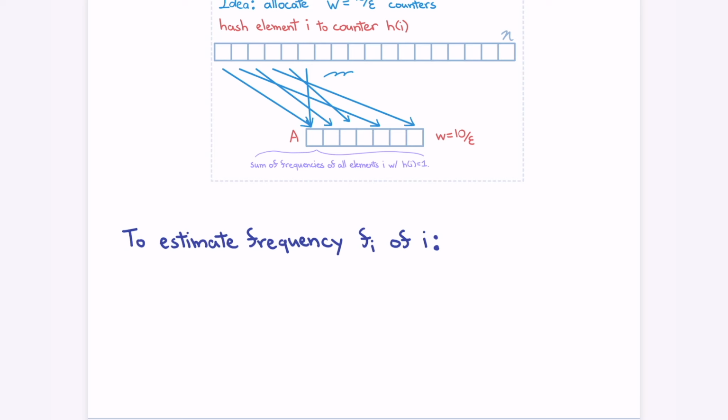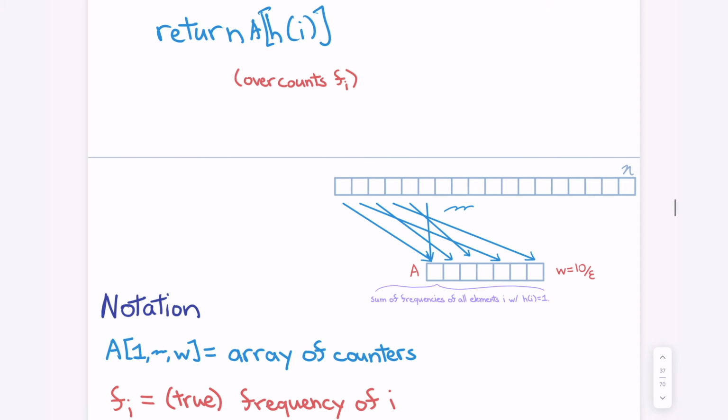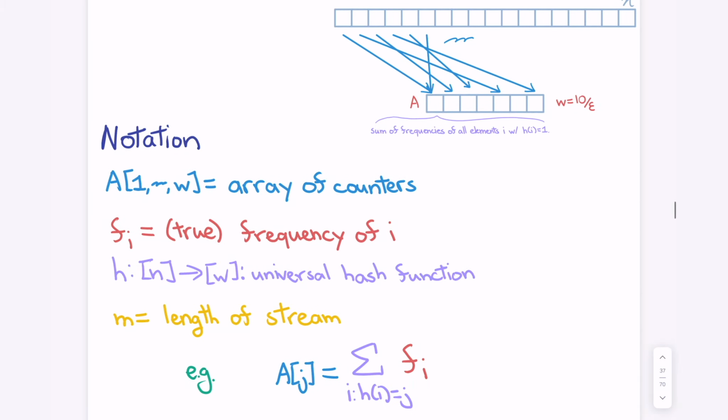Hash and just check the counter. Right now we only have one row. So you're just going to return, yeah, I should say A of h(i). Okay, which might overcount the frequency because it includes counts from some other elements. Okay, good. So now we just have to analyze this thing.